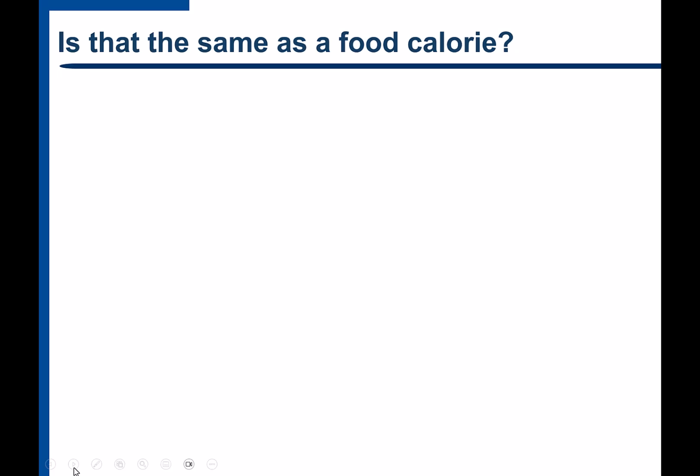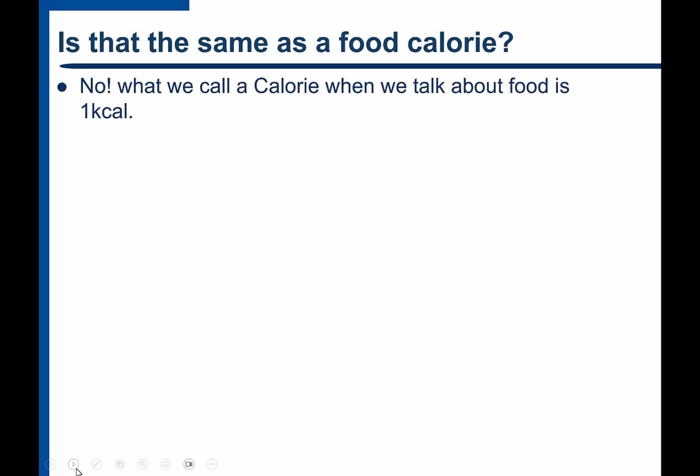Now, you're probably asking this question, is this the same as a food calorie? Because we're all familiar with the concept that the amount of energy given in food is given in calories. However, it is not the same. So the calorie that we use when we talk about food, you'll notice it's always written with a capital C to distinguish it from the calorie that we were just talking about. This is a bad notation, but historically this is what's been done, so we're kind of stuck with it.